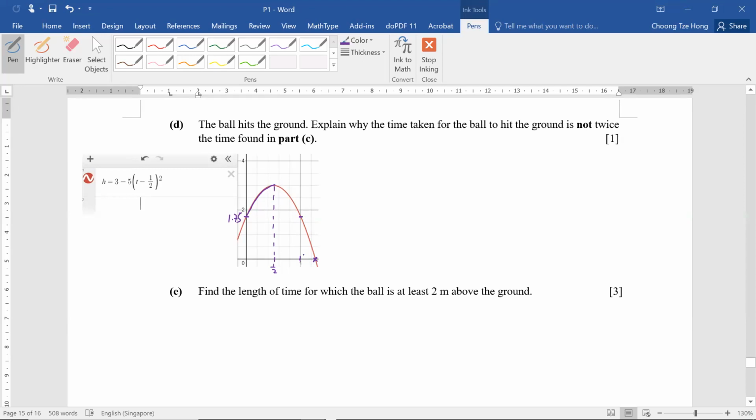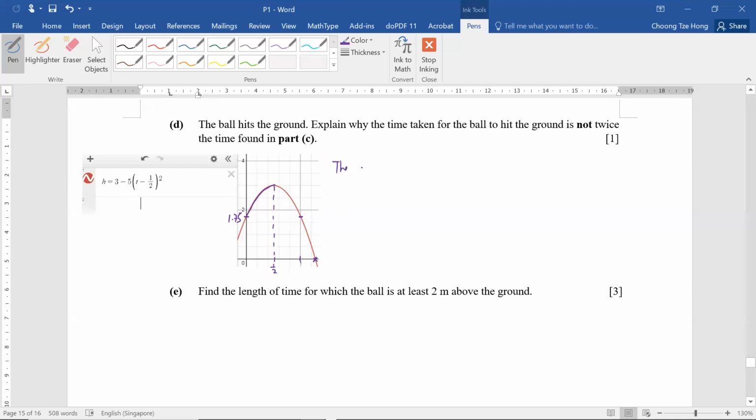Understand? So the reason why the time taken for it to hit the ground is not twice the time found in part C is because the ball was not thrown from the ground. That's why the time it takes to reach the maximum height and the time it takes from the maximum height to reach back the ground will not be the same. In fact, it will definitely be more than double. So how are we going to write this in words?